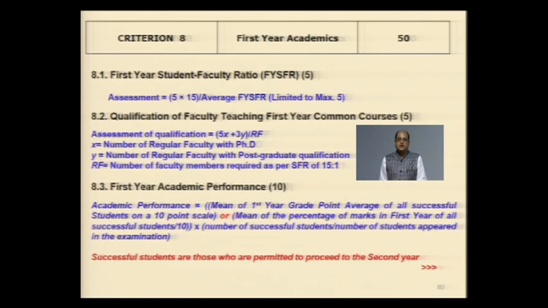Qualification of faculty teaching first year. So now it is 5x plus 3.5, again the postgraduate qualification and doctorate qualification. As we discussed that during the program, we have seen the academic performance of second year and third year. This is a first year assessment or institution assessment. So this is a first year academic performance. Successful students are those who are permitted to proceed to the second year. Methodology remains same. The only thing is, instead of program level, because first year is common across the program, so first year assessment is done here.